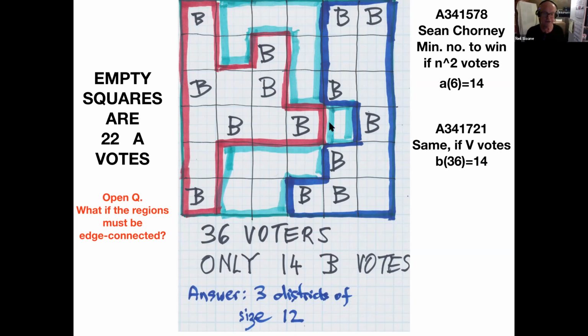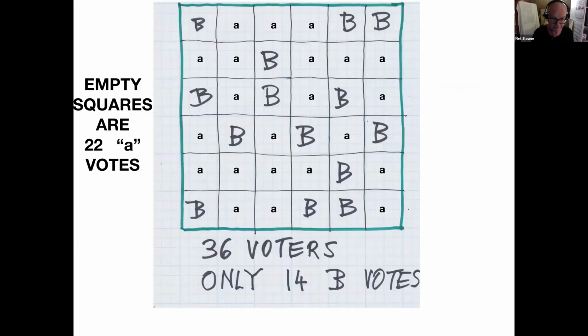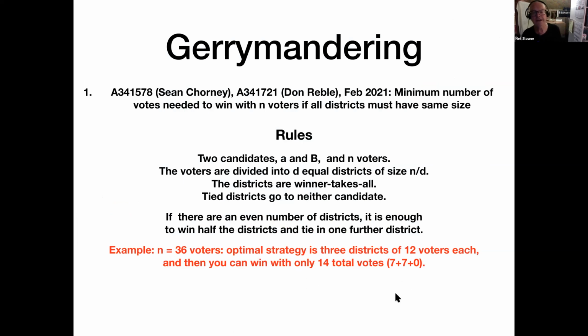And 14 is the minimum number of votes with the rules. Let me go back to the rules. The rules are, you've got 2 candidates, you've got n voters. The voters are divided up into D equal districts of size n over D. And the districts are winner take all. Tied districts don't go to either candidate. And if there's an even number of districts, it's enough if you win half the districts and tie in 1 further district.